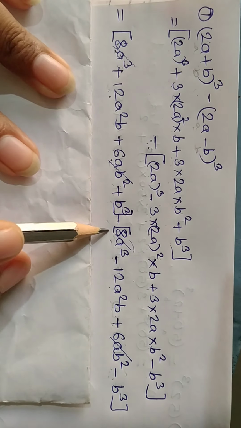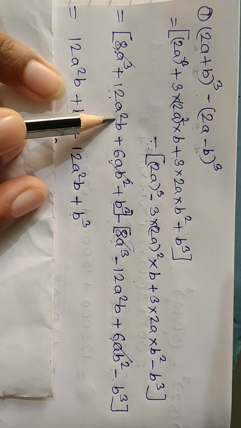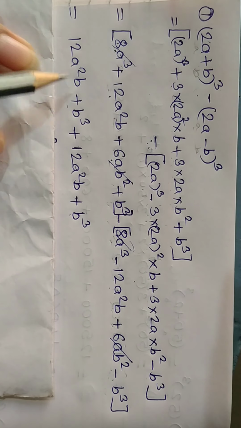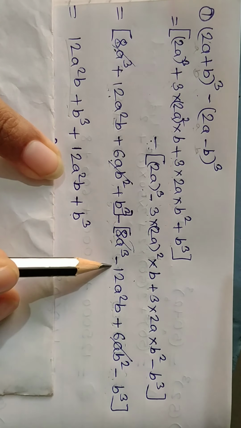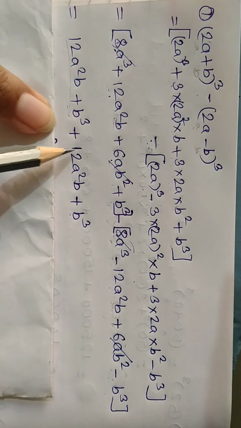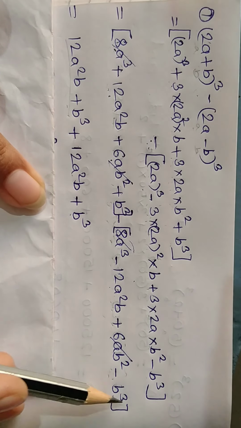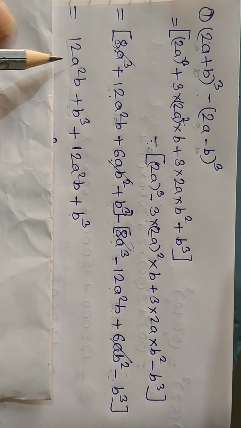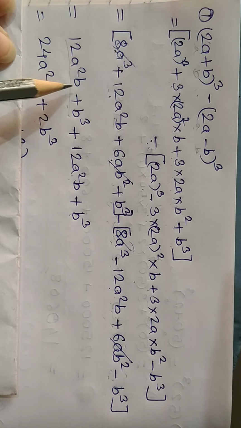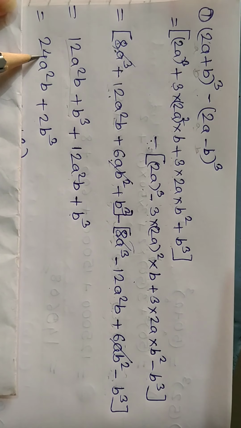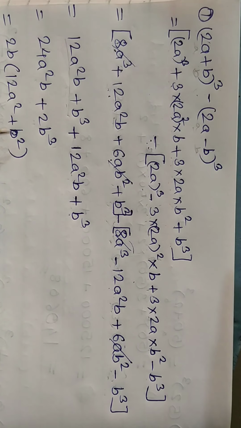Now we will take these terms out of the bracket. Now see, 12a square b from the first bracket plus b cube. These two are from the first bracket. Now here minus 12a square b will be plus 12a square b. Then minus b cube is plus b cube. Now we will add similar terms. Now see here, 12a square b and 12a square b is 24a square b. B cube plus b cube is 2b cube.